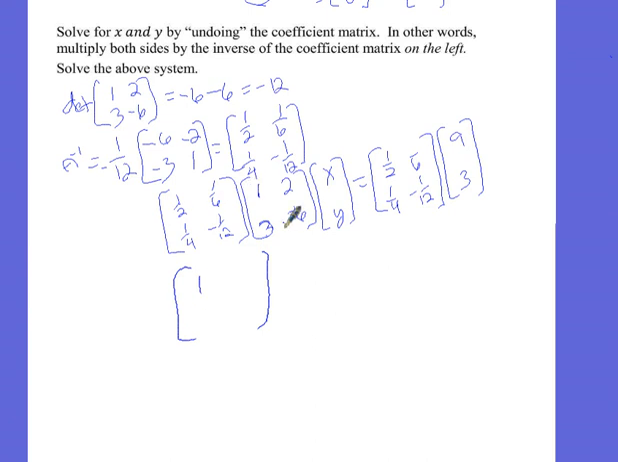Now, first row, second column. 1/2 times 2 is 1. 1/6 times negative 6 is negative 1. 1 plus negative 1 is 0. We're in good shape. Remember, we're supposed to find the identity matrix here. Okay, 1/4 times 1 is 1/4. Negative 1/12 times 3 is negative 1/4. Add those together and you get 0.